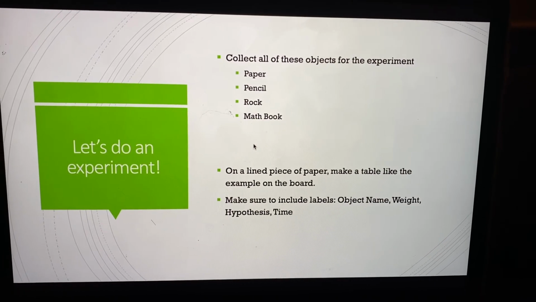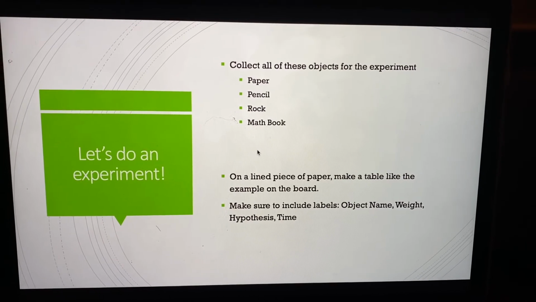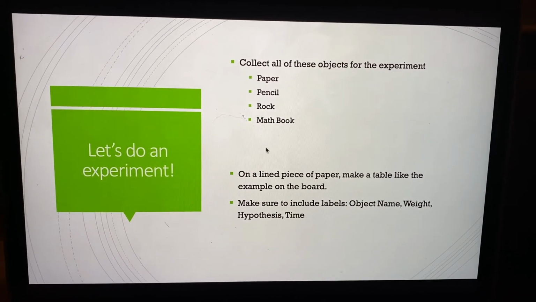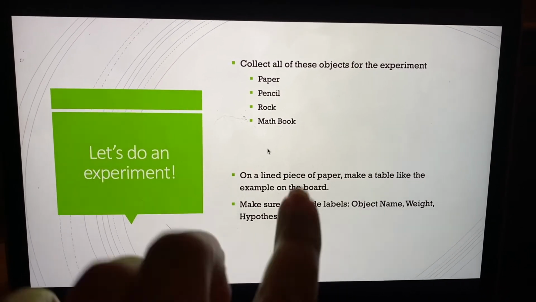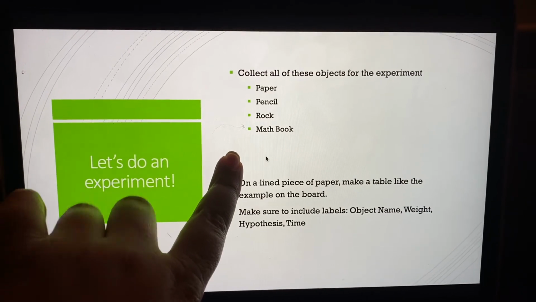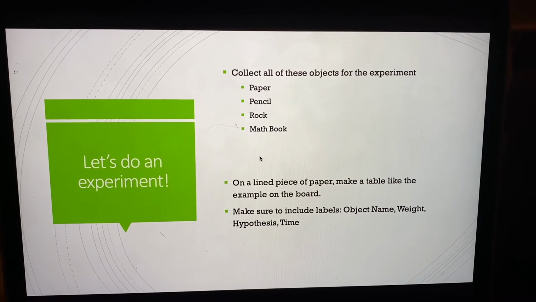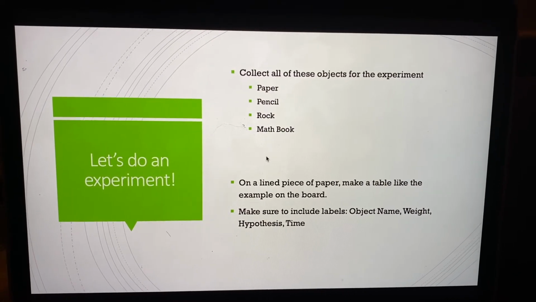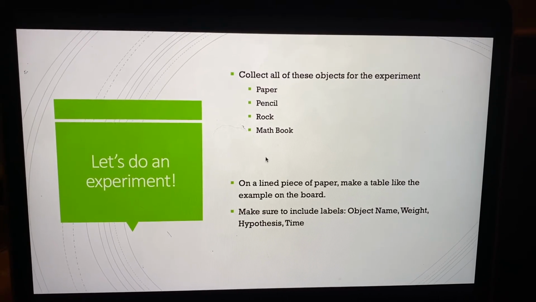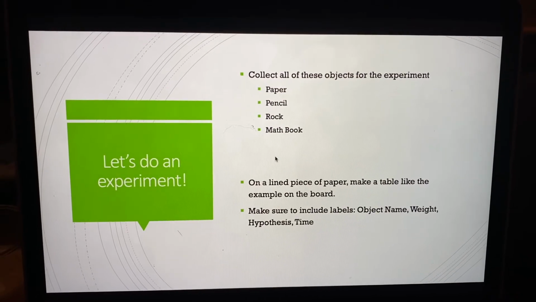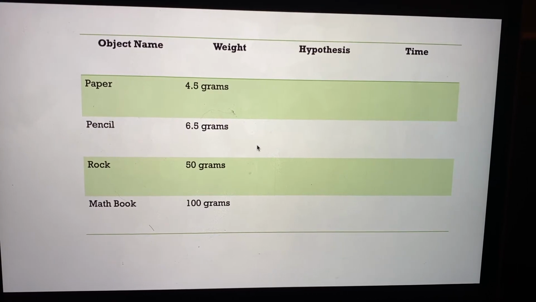On a lined piece of paper, I want you to make a table or a chart that looks like the example I have for you on the board. And just make sure you include the same labels. You need your object name, which will be these four objects, the weight of the object, which you will do as well. You want to make a hypothesis, which, as we learned, is our educated guess on what will happen. And then we will be measuring the time it takes for each of these objects to fall from a measured distance. I want to check in and make sure that everyone has a chart that looks like this one.